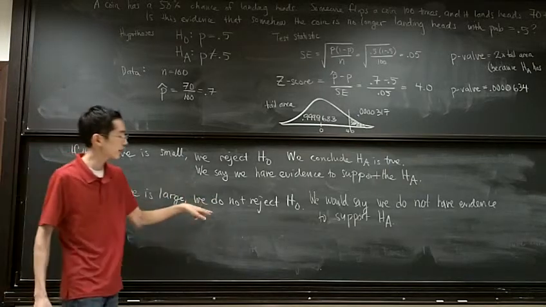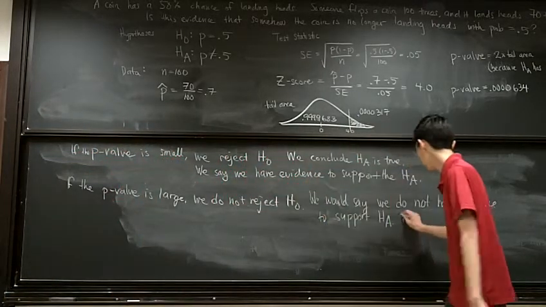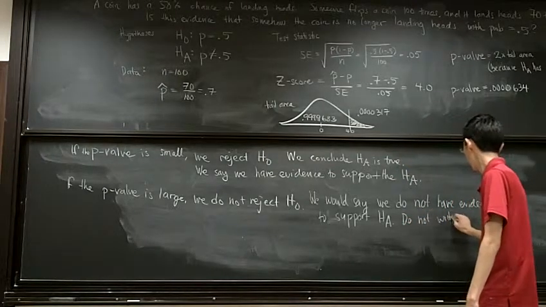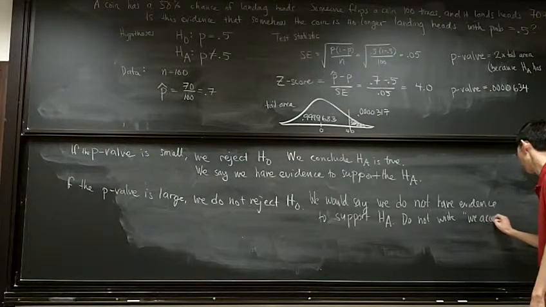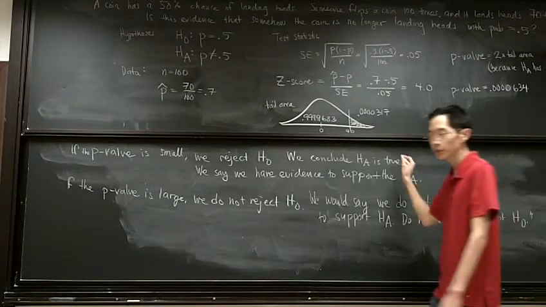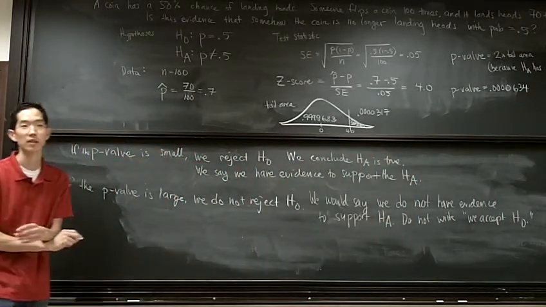Okay? Note that I write do not reject the null. Do not write we accept the null. This would be wrong. You can accept the alternative, but you cannot accept the null hypothesis.